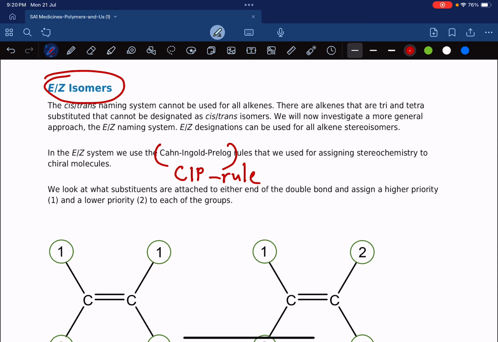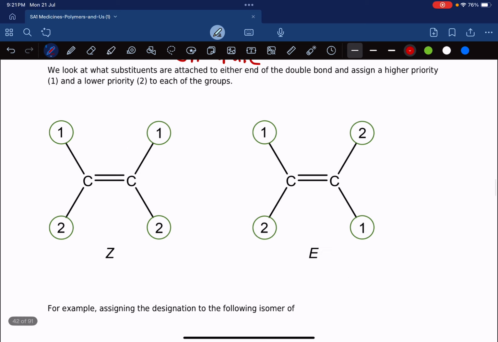So IUPAC has come up with a new method, and that's called the E and Z configuration. E is from the German word entgegen. Z is zusammen. Entgegen basically means on the opposite side. Zusammen, or Z, means on the same side. So it is useful for hydrocarbon compounds which are very complicated.